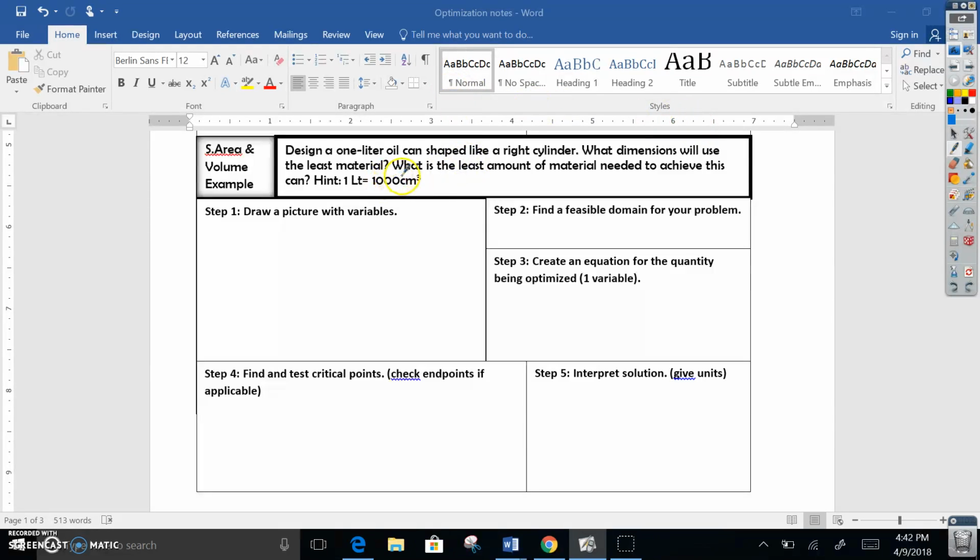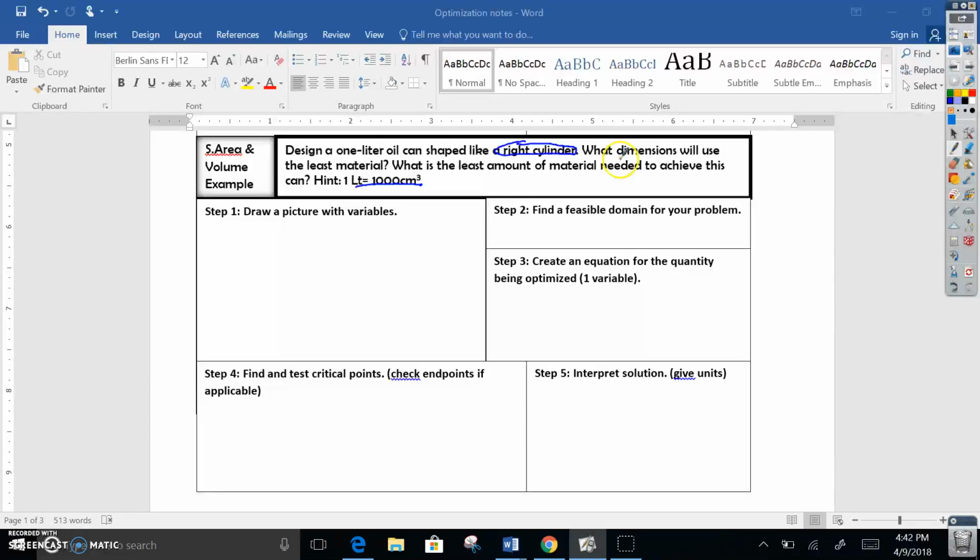Notice that 1 liter is 1,000 centimeters cubed. So that's already a restraint, or a kind of restriction, that we have to make sure happens. This can has to contain 1,000 centimeters cubed of oil. It's going to be shaped like a right cylinder. All that means is that it's a cylinder that's sitting straight up. There are oblique cylinders which slant. This one's just like a regular Pringles container.